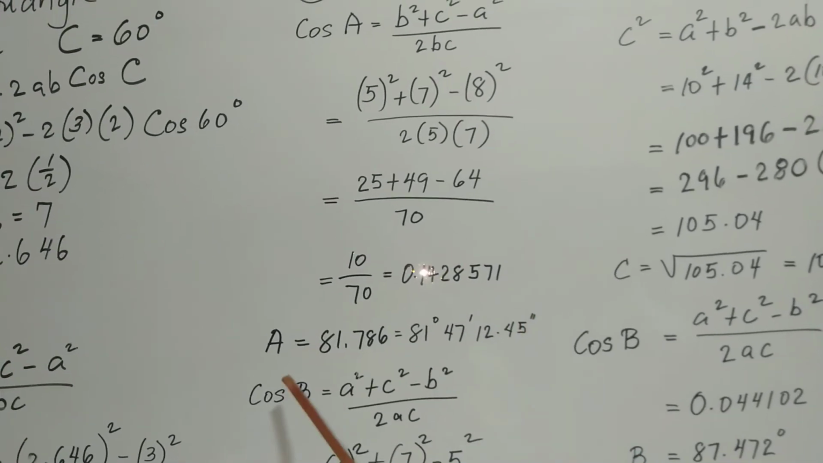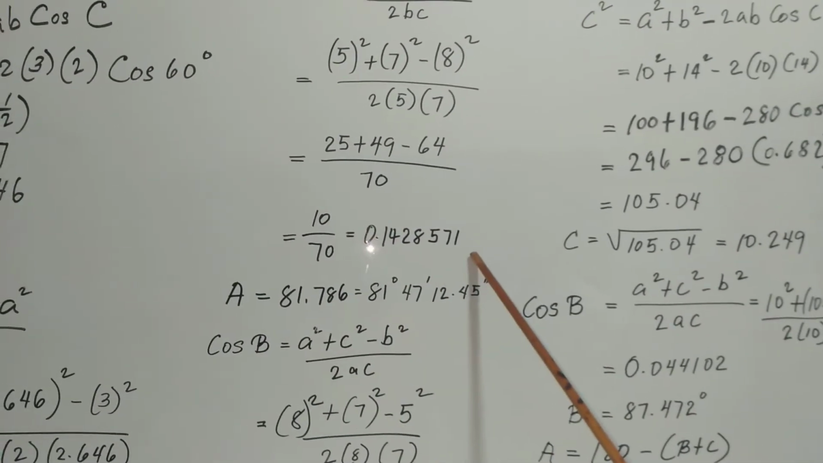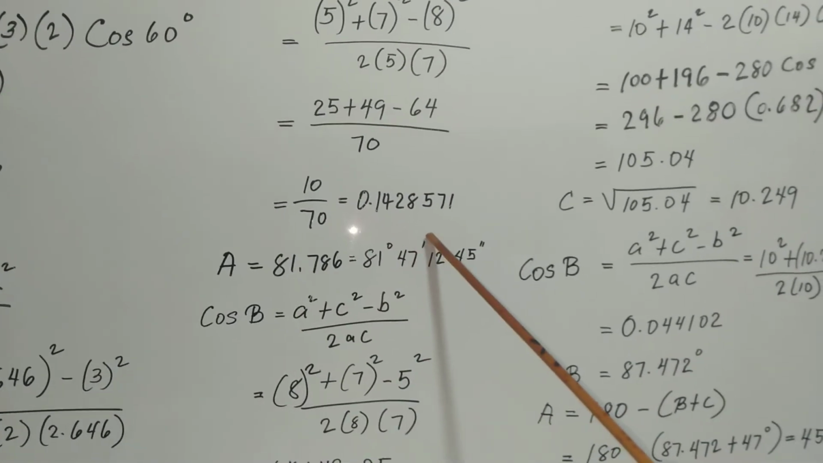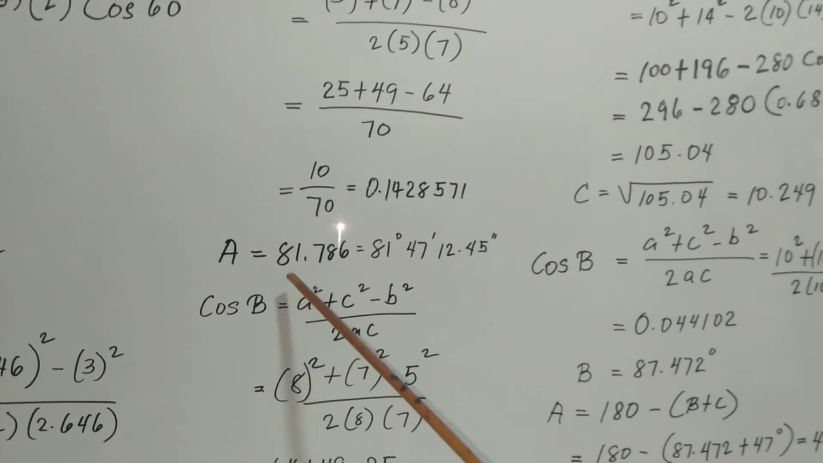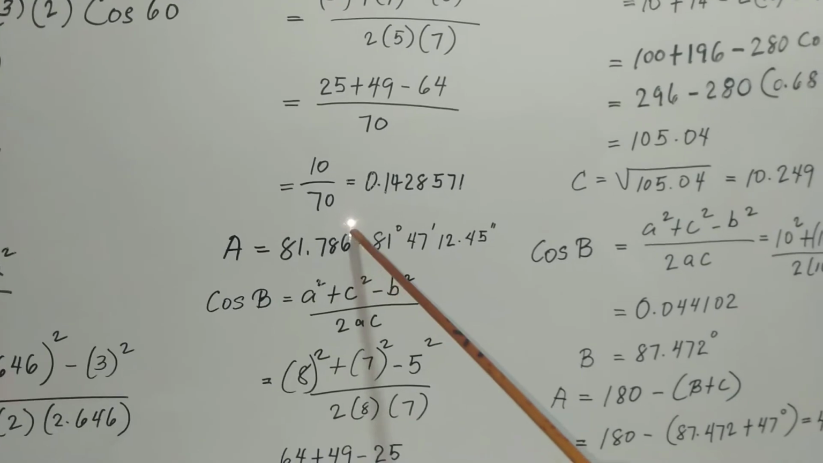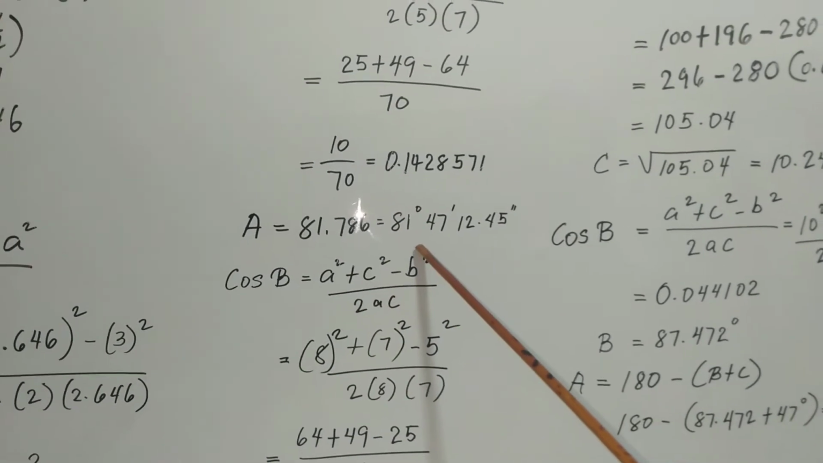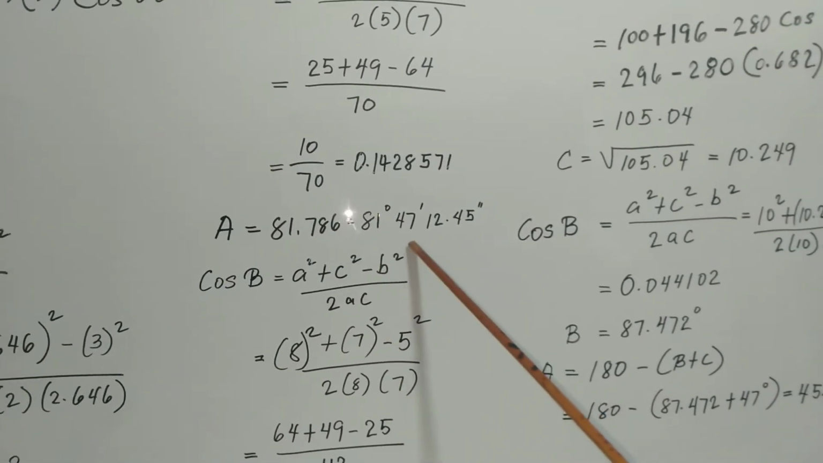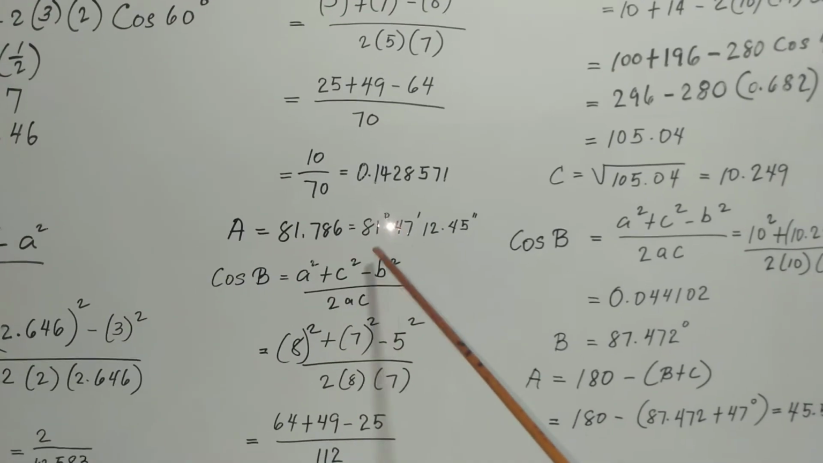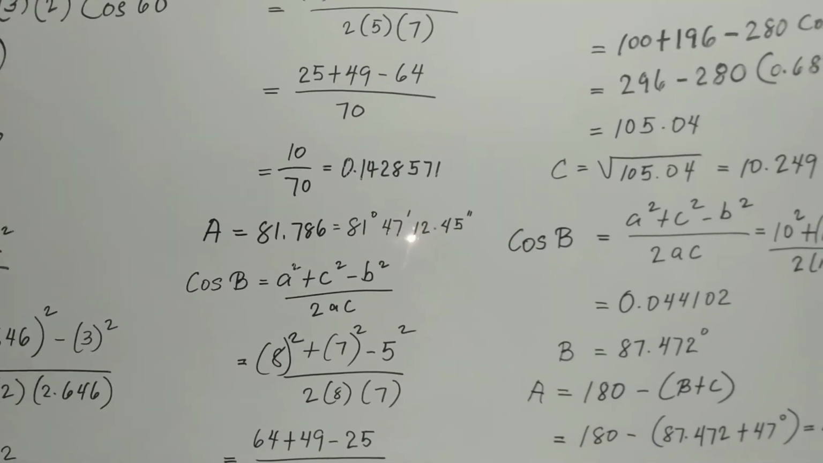So A, to get the value of A, you just get the arc cosine of this value here from our tables or calculators. So we're going to get a value of A to be 81.786, and that will be equal, if we divide this by 60 degrees, we get 81 degrees, 47 minutes, and what remains will be divided again by 60, we'll get 12.45 minutes.